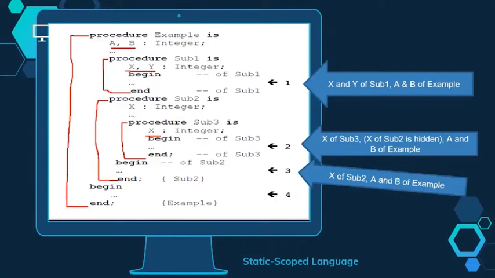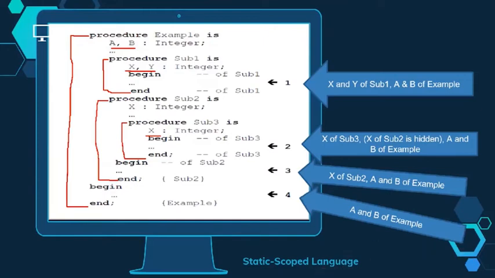Now for the fourth part, which is this part, as you can see, it's part of the biggest scope in here. So it could only use the scope and the variables in this particular scope. So it could only use A and B from the example.